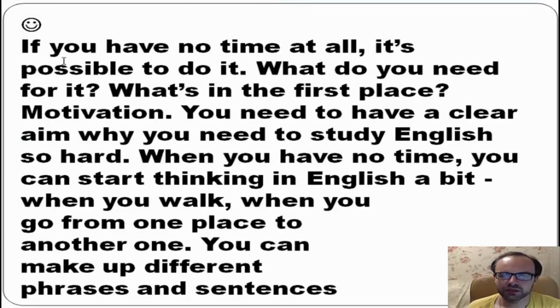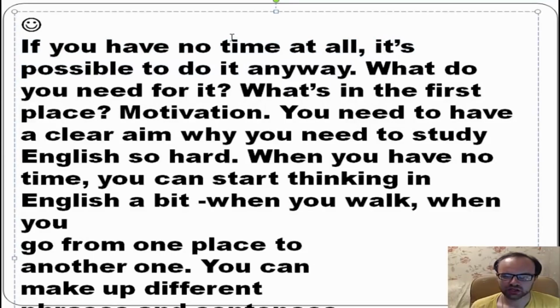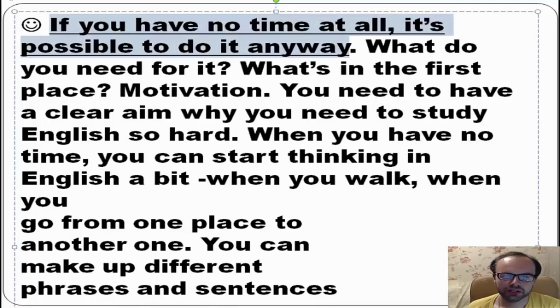And if you have no time at all, it's possible to do it anyway. Okay, you have no time or you have little free time, but it isn't a problem. So, what if you have no time at all? It's possible to do it anyway.